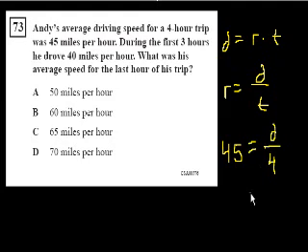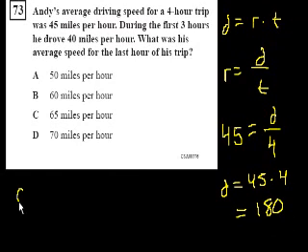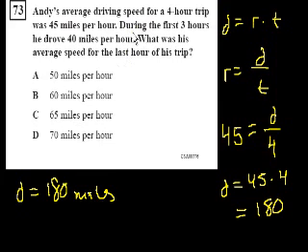So distance is equal to 45 times 4. That's what? 40 times 4 is 160, plus 5 times 4 is 20, so it's equal to 180. The distance is equal to 180 miles. Fair enough. They say during the first 3 hours he drove 40 miles per hour. What was his average speed for the last hour of his trip?